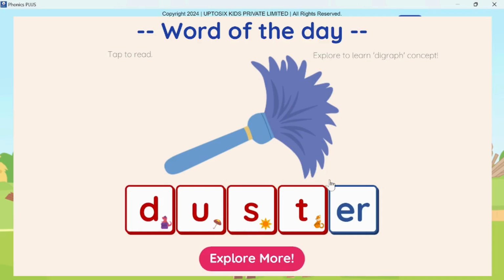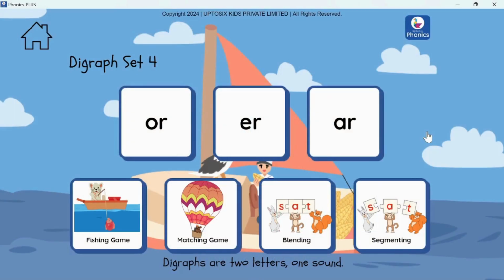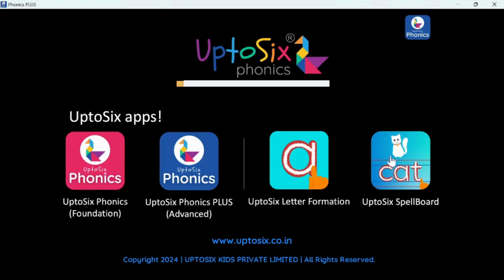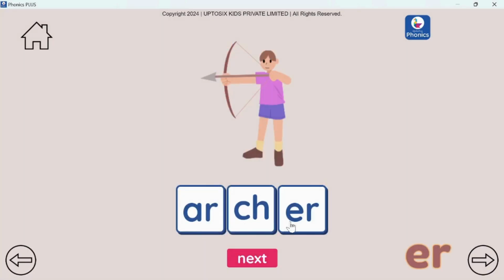Duster. Duster is the word of the day. Is a diagram. Up to 6 phonics plus. Archer. Archer. There are 3 diagrams in this word.